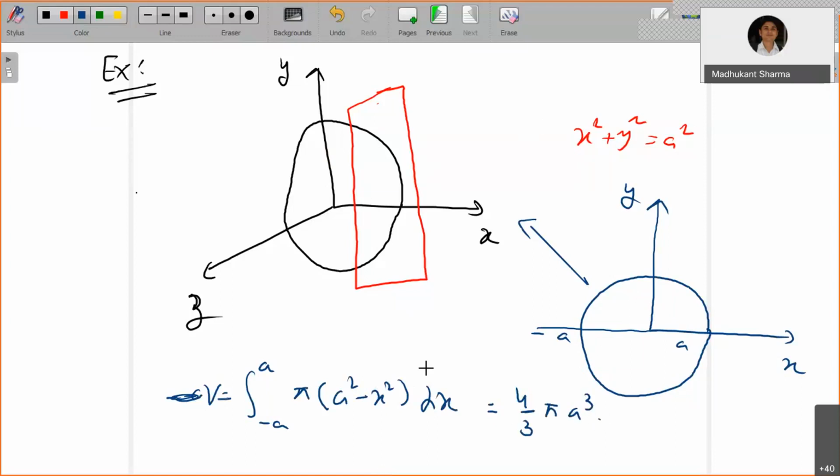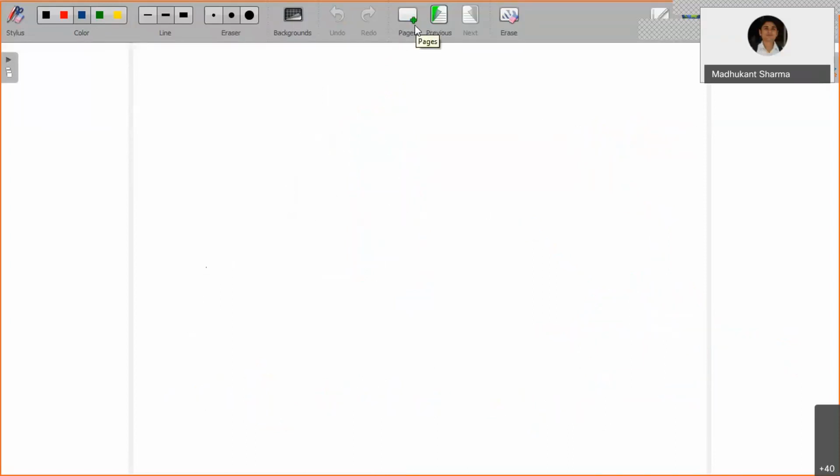Okay, now, right. Now, another application which I want to mention here, one or two more applications we want to mention. So finding the length of the plane curve. Okay. So another application is the length of plane curves.